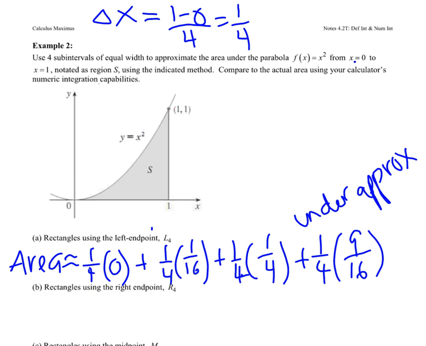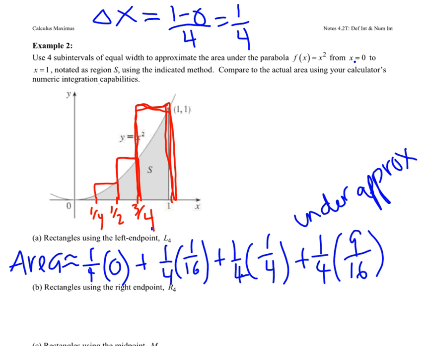This time, instead of the left endpoints, we're going to look at the right endpoints. So we have 1/4, 1/2, 3/4. We still have the same width, but this time we're going to take the height from the right hand side. Something like that, and that, and that. So as you can see, this is going to be an over approximation. Look at all this extra stuff we have up here.